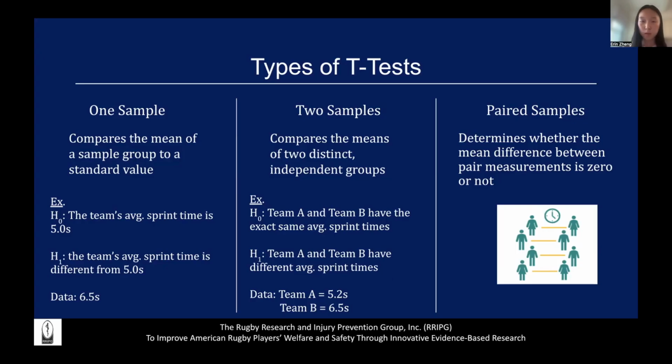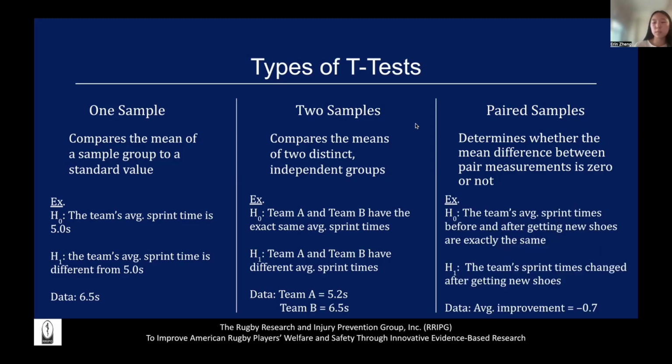And then you have the paired samples t-test that determines whether the mean difference between pair measurements is zero or not. So usually you would use this in a case where you're looking only at one sample group, but you're looking at them at two different times, or you have another type of paired measurement. So, for example, the null hypothesis being the team average sprint times before and after getting new shoes are exactly the same, or the alternative hypothesis being the team sprint times changed after getting new shoes.